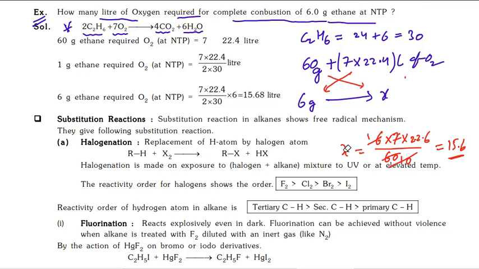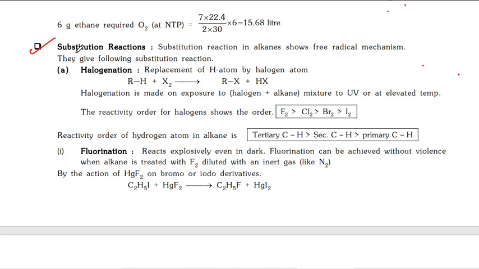Next, substitution reactions. The substitution reaction in alkanes shows a free radical mechanism. They give the following substitution reaction: halogenation. Generally alkanes are known as paraffins. These do not react with acid and base. Only in the presence of light do they undergo the free radical mechanism. Then the substitution reaction takes place, especially with the halogens.